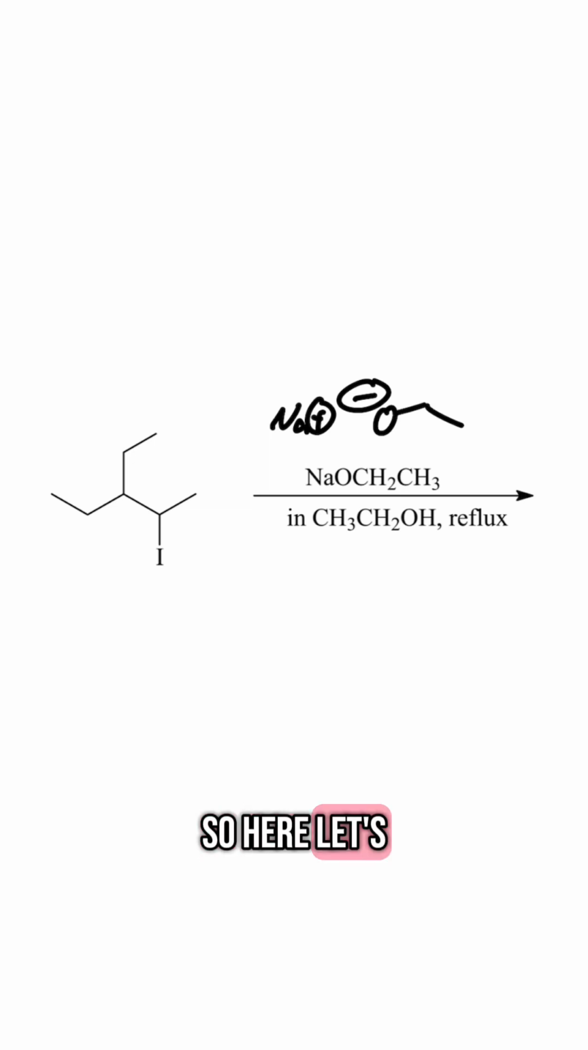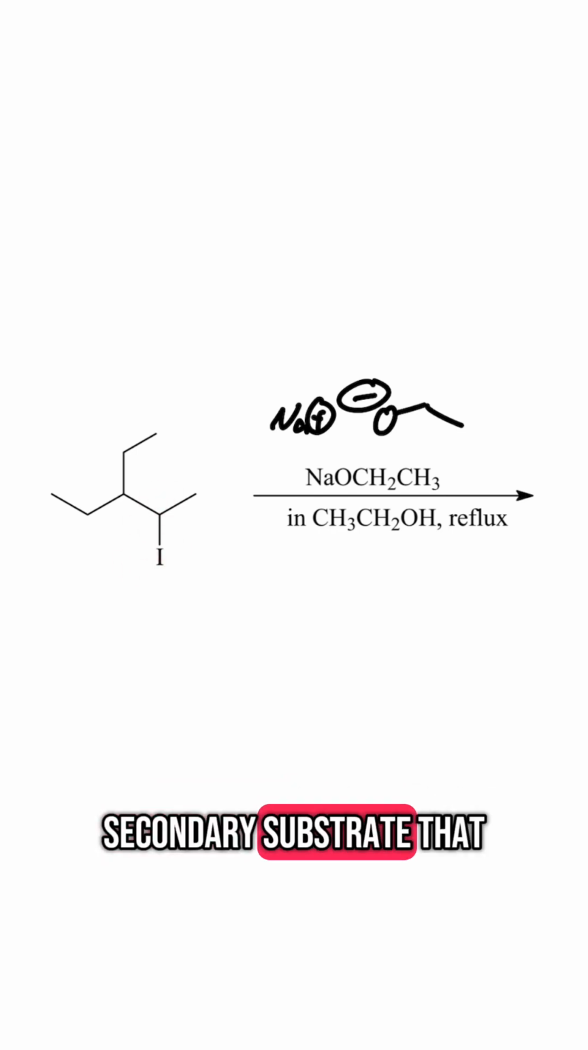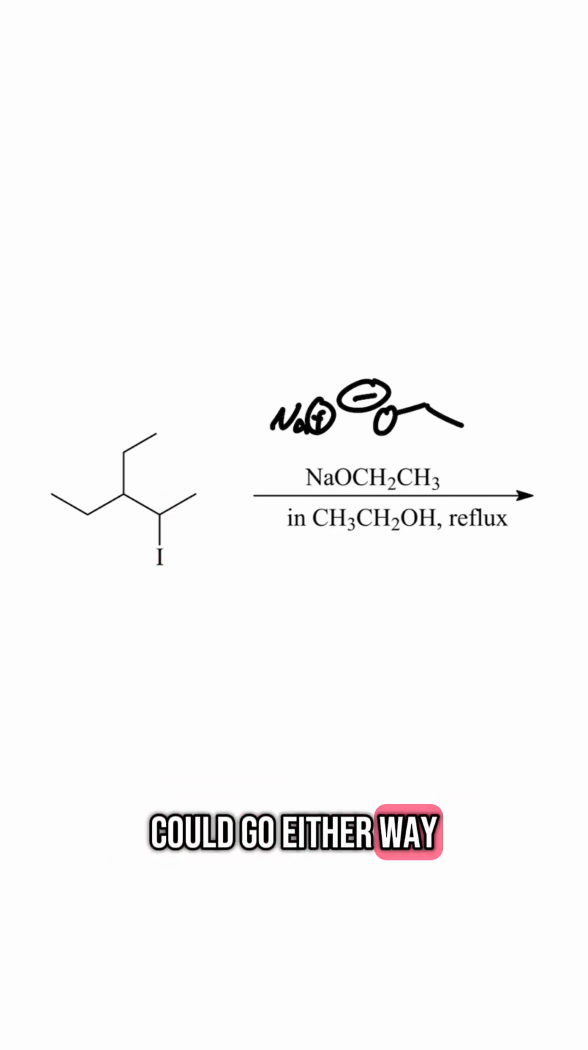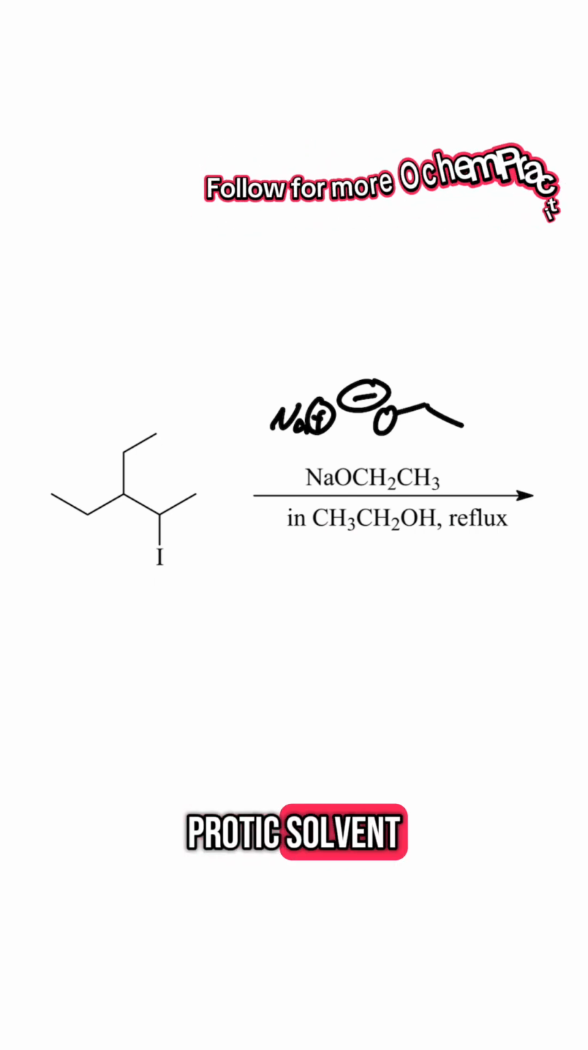So here, let's go through our checklist when we're looking at conditions in the substitution. Is this elimination? So we have a secondary substrate. That could go either way. We have sodium hydroxide. I'm sorry, sodium ethoxide. This is nucleophilic, but it's also a strong base. And then we come down, we have a polar protic solvent.